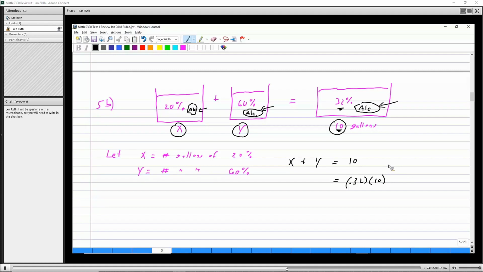Basically, a third is alcohol. We had 10 gallons, about a third is alcohol. So there's 3.2 gallons of alcohol on the right.